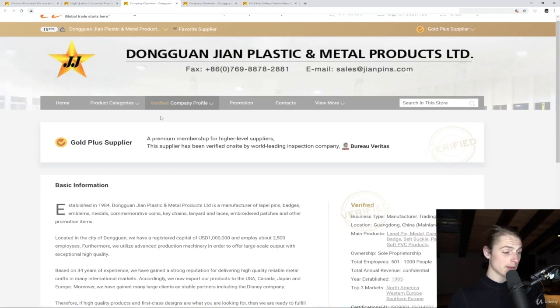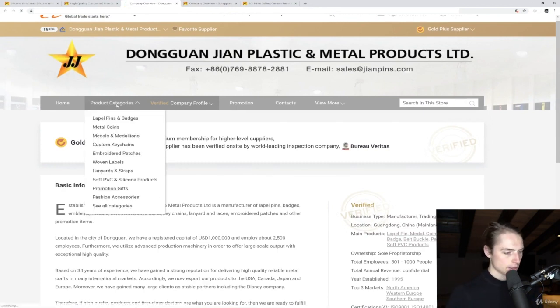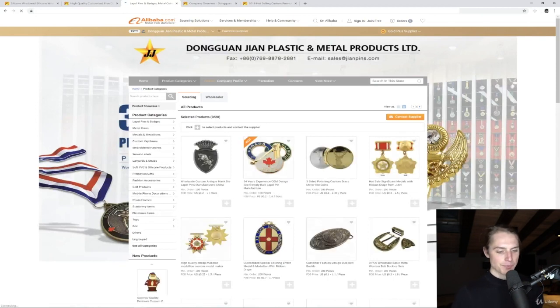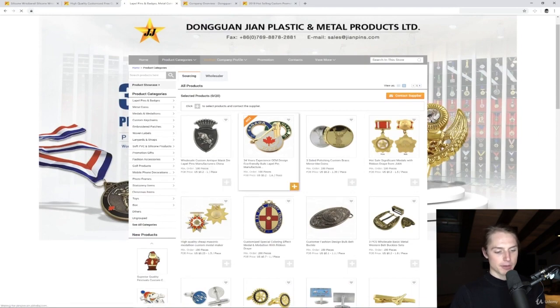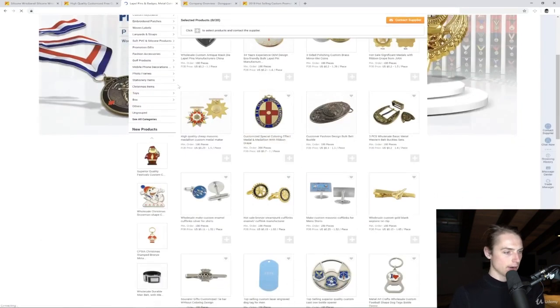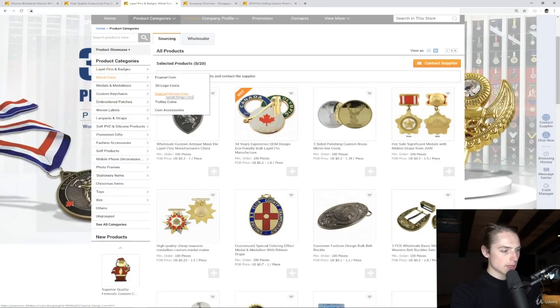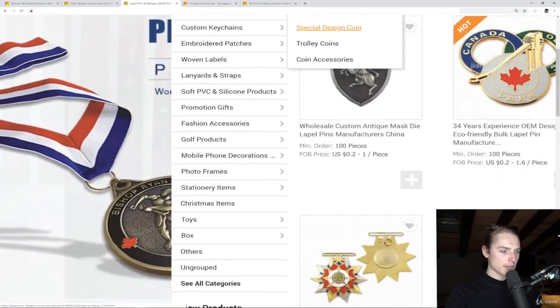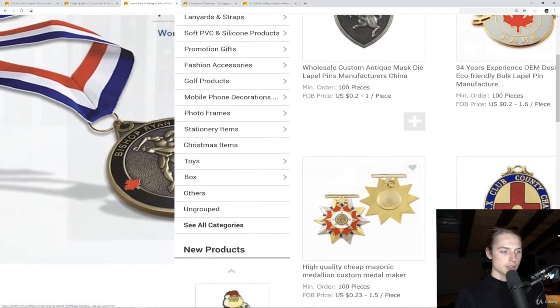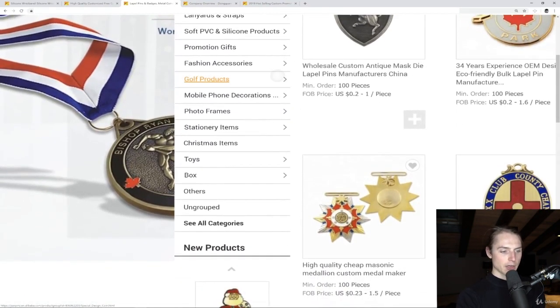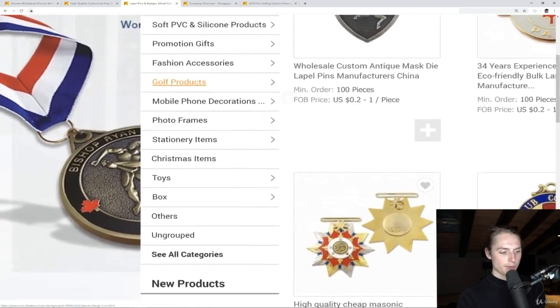But what's most important is going to be the product categories. When we look at these categories, do they actually make sense? It looks like they sell little pins, little coins. What else do they sell? Pins, badges, metal coins, medallions, keychains, patches, labels, lanyards, straps, little golf products. They probably sell golf tees and stuff like that, photo frames.